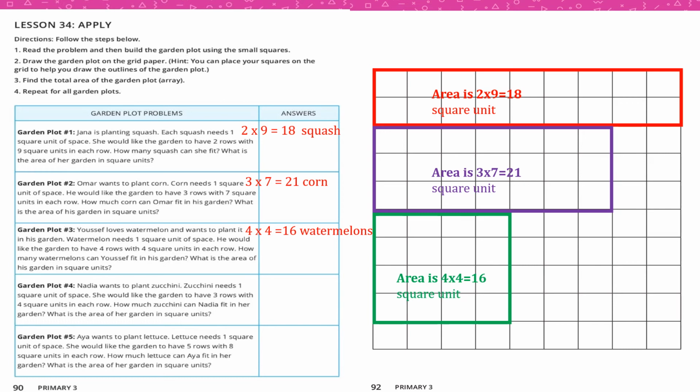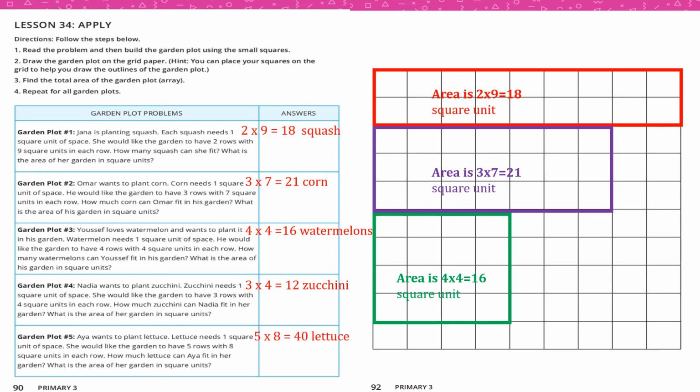Number 4, Nadia wants to plant zucchini. Zucchini needs 1 square unit of space. She would like the garden to have 3 rows with 4 square units. So 3 times 4 equals 12 zucchini. And we will draw it.